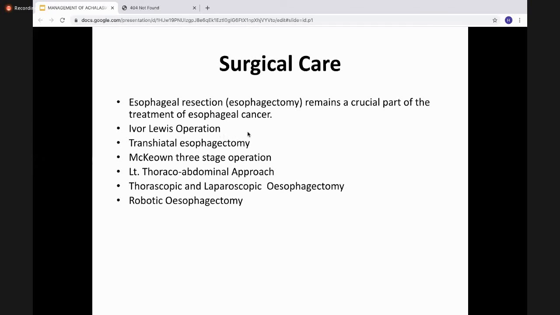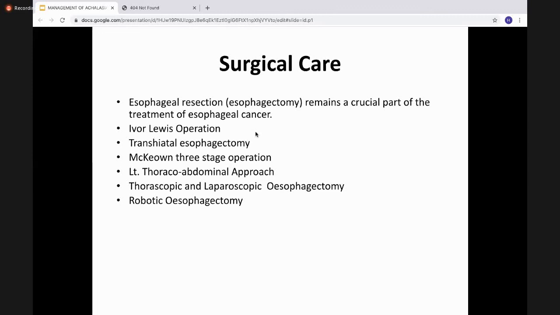Then there is the transhiatal esophagectomy, in which a laparotomy is done and the stomach tube is made, and dissection is done in the thorax blindly. Another incision is given in the left neck, and the stomach tube is pulled up. The whole esophagus is excised with the tumor, and the upper esophagus is anastomosed with the stomach tube in the neck. This is called transhiatal esophagectomy.